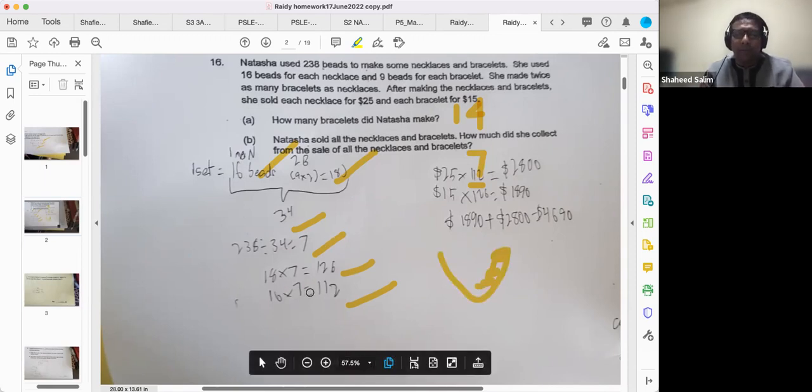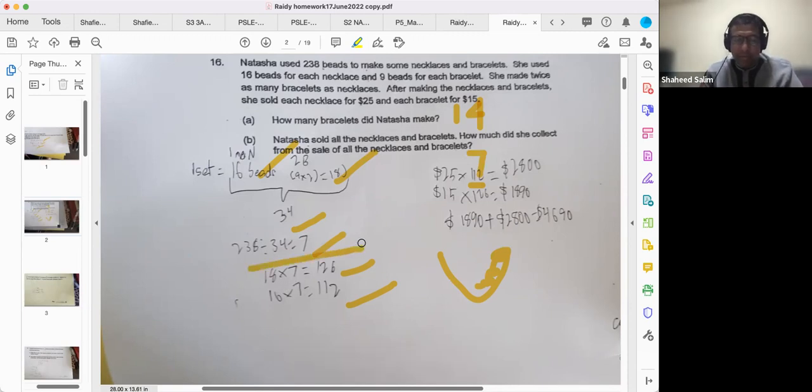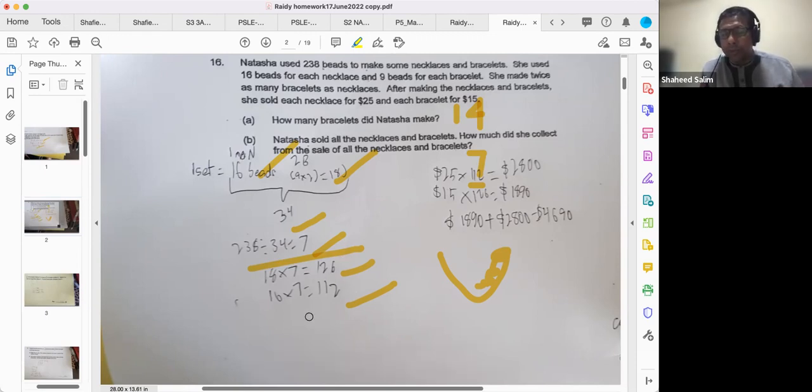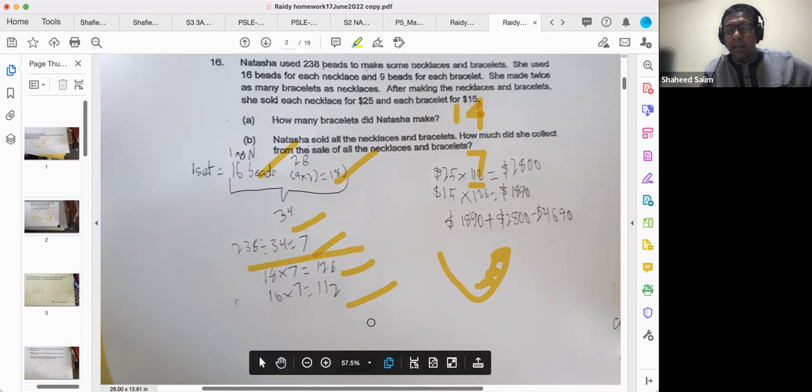Wait. What is this? 18 times 7 is 126. This is the number of beads. This is the total number of beads used. If you add this, you get 238. Can you see now? But they didn't ask you to find out the total number of beads. You know that they have 7 sets. 7 sets means 7 necklaces, but it's not 7 bracelets, it's 14 bracelets.